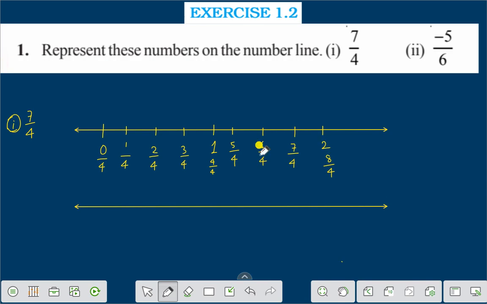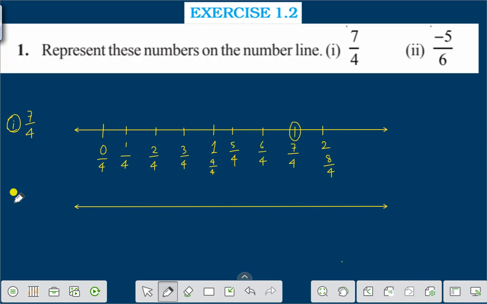Therefore, you can represent 7 by 4 as this point. This value is 7 by 4. Here we have written that this value is 7 by 4, that is, from 0 up to this point. That is the value of 7 by 4.